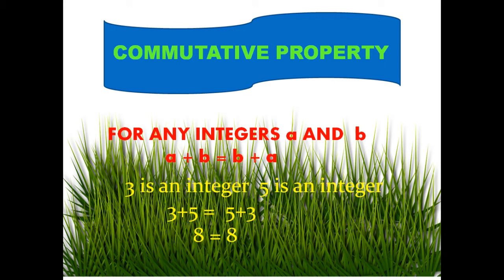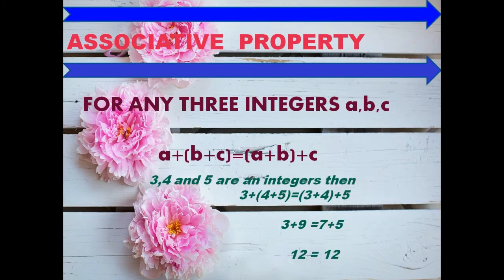And next, let's go for the associative property. What is the associative property? Under the associative property we have to take 3 integers, and those 3 integers must be represented with the variables a, b and c. So a plus b plus c is equal to a plus b plus c. Here I am taking one example: 3, 4 and 5.